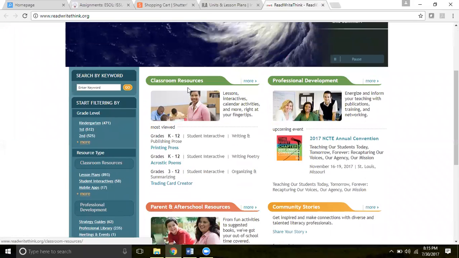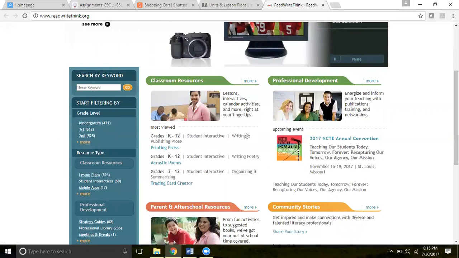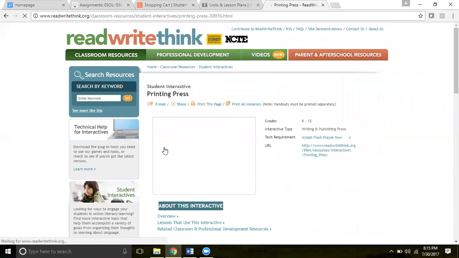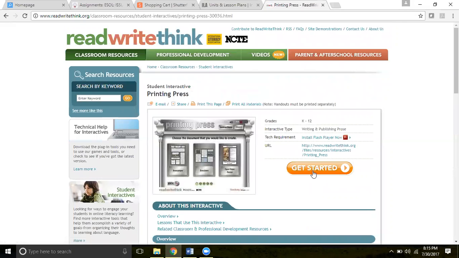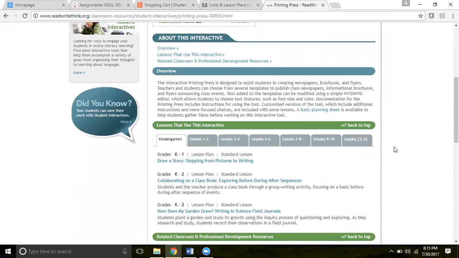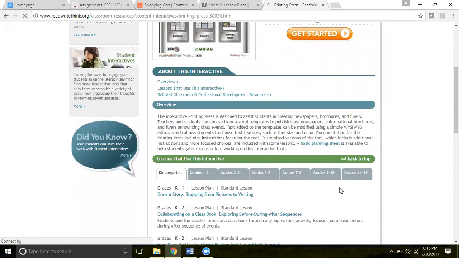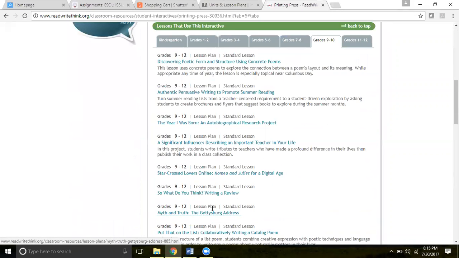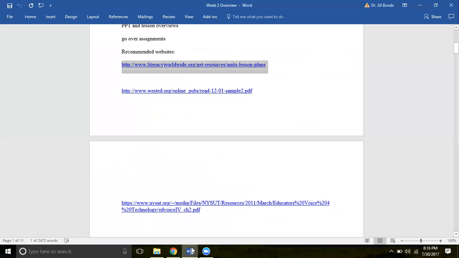The one that I particularly like is, let's say we go to the K through 12 printing press. Click on here. It's going to open up everything. You can get started on it. It gives you the interactive, gives you lessons, particularly if you were doing, let's say, 9th through 10th grade. You can click on it and it's going to give you step by step. It also gives you an idea of what the standard lesson is and how we can then use it to work with ESL students. Some really cool stuff and all free.